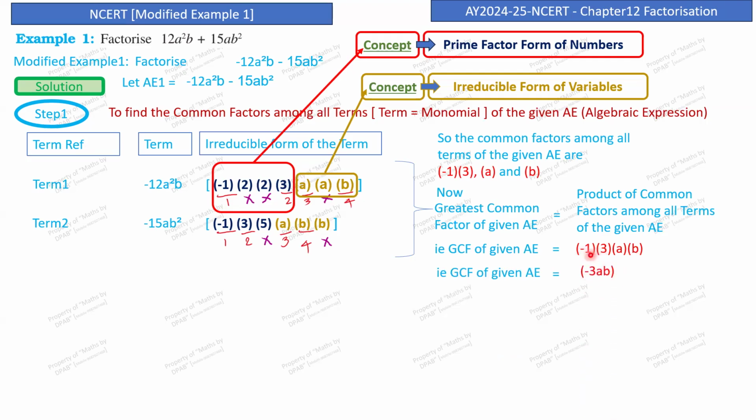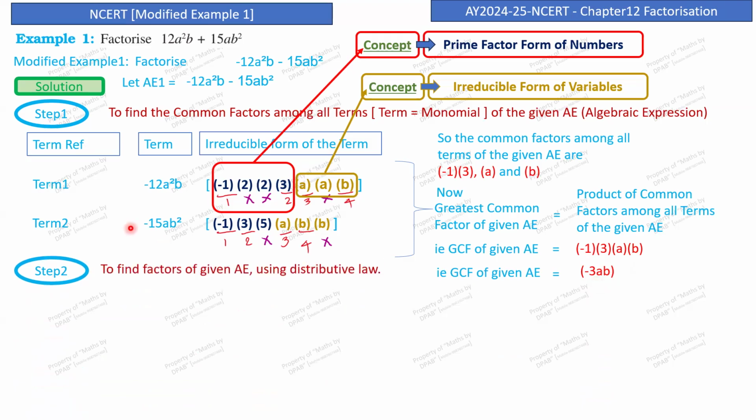These are the numbers we need to multiply. We are getting minus 3. And the variables are A into B, so we are just getting AB. So why are we again putting it within the curve bracket, minus 3AB? There is some meaning in that, so I will explain that.